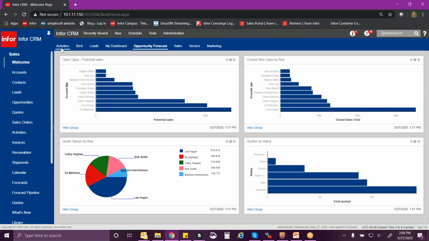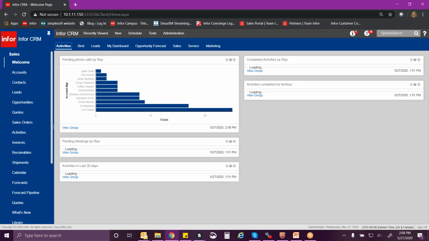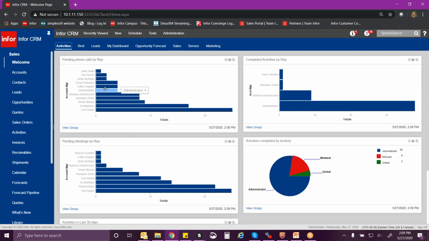In your dashboards, you can have all the different tabs for the different items that you want to review. For instance, the activities tab is a great one, because again, putting the accountabilities on the sales team, say they have to complete so many phone calls a week, so many meetings set per week. You can see here, here's pending phone calls by salesperson, and then here's what was completed. You can select the time frame you want to see it in. You can do it by territory, by salesperson.